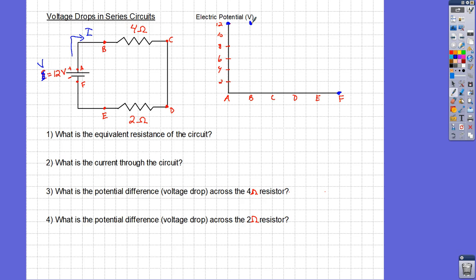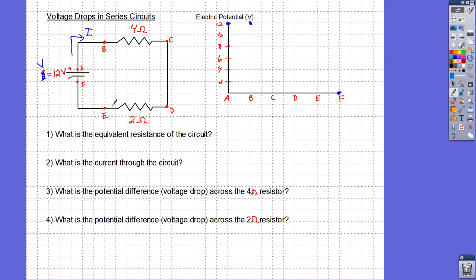Then from B to C, we're going to have a drop. If you put your voltmeter there, you're going to measure a voltage drop, and from D to E, there's going to be another drop. Those two drops have to add up to 12 volts. Now, we don't have the same resistance. So the question is, if we're talking about energy, are we going to use more energy going through a 4 ohm resistor or a 2 ohm resistor? Well, the 4 ohm resistor is harder to get through, so there's a higher energy cost. So we're going to have a bigger drop in potential there.